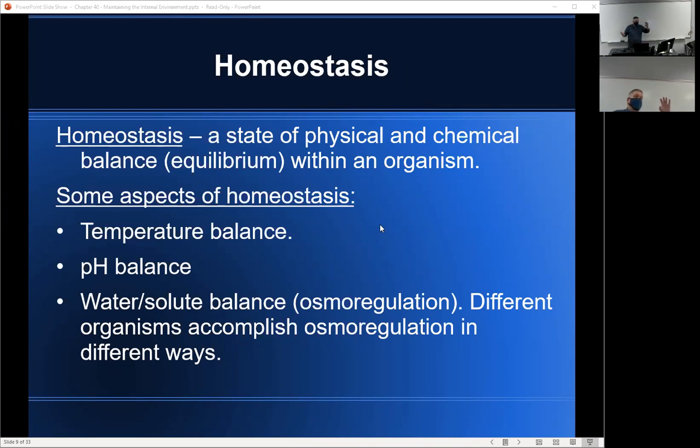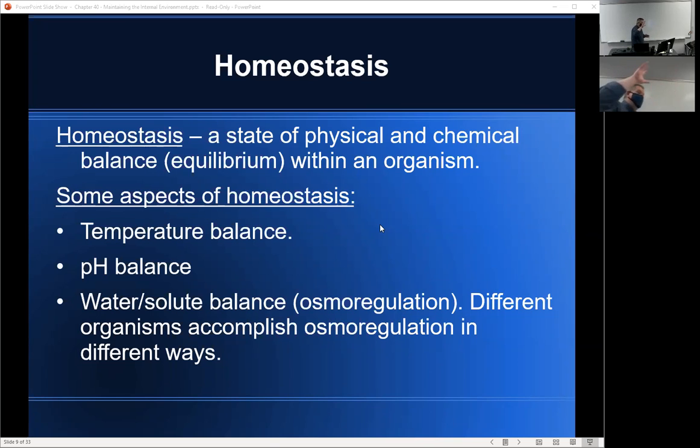So organisms need to maintain a balance between water and solute in their body fluids so that their cells neither swell up nor shrivel up. Okay, we need to keep the body's fluids isotonic to the inside of the cells.